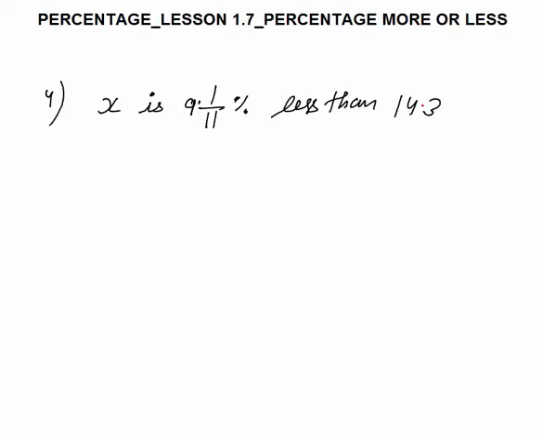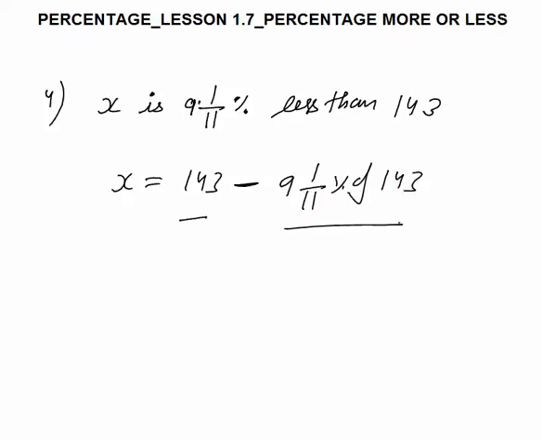Question 4, try to solve yourself, then look at the way I have solved. X is 9 1/11% less than 143. Again, there will be no use of using the decimal method or simple method. Better is using the fraction method. So x is 143 minus 9 1/11% of 143. That is the meaning. X is 9 1/11% less than 143. So 143 minus 9 1/11% of 143.